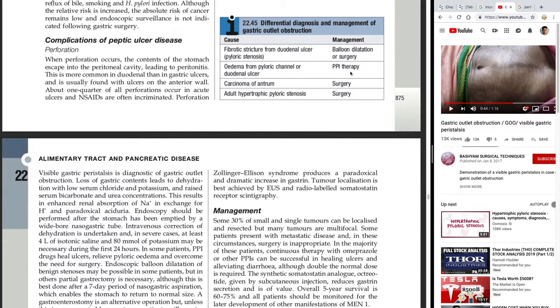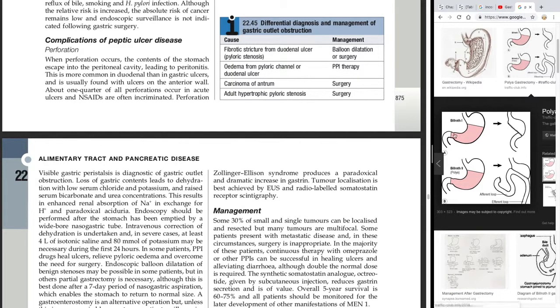Proton pump inhibitors will reduce the gastric secretions, and when the gastric acid in the stomach is reduced, it will cause less irritation to the gastric walls, to the peptic ulcer over here, and hence less inflammation, and then the edema might be reduced, might resolve, and you don't have to do surgery, and the obstruction will be removed. There will be no more obstruction here once the edema is resolved.